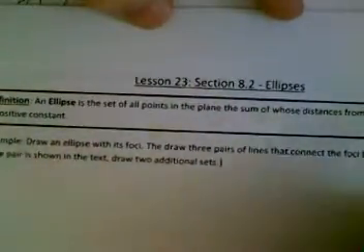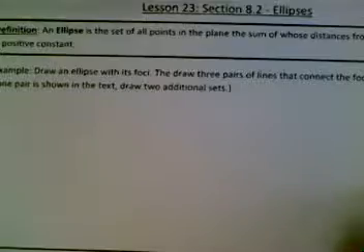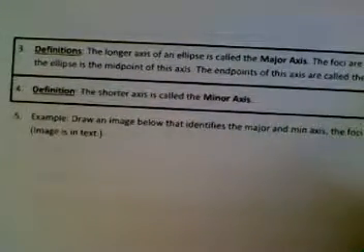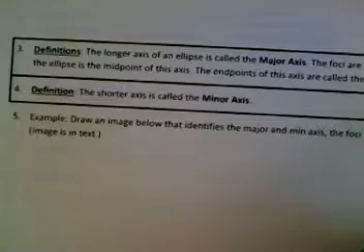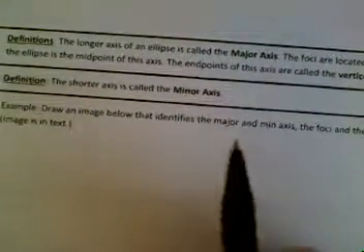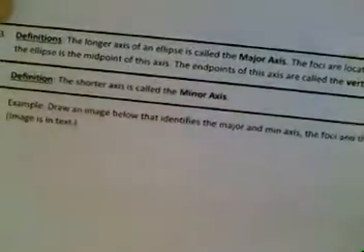Now, I'm going to revisit this definition a little bit later, so I'm not going to draw these lines. If you want to draw these lines, you can see that in your textbook. Now, let's go through definitions. The longer axis of an ellipse is called the major axis. Foci are located on this axis, as well as the vertices. The center of the ellipse is the midpoint of the axis. Lastly, the endpoints of this axis are the vertices. The shorter axis is the minor axis.